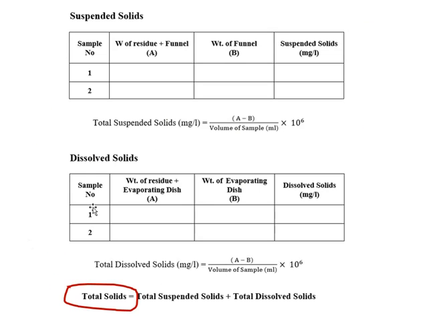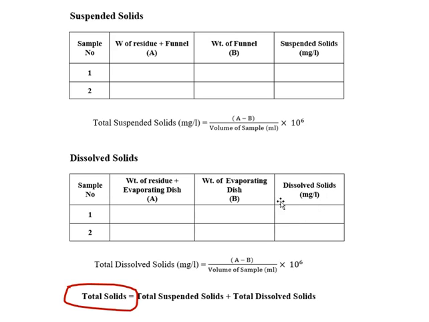So what I have to do is first weigh the evaporating dish before putting in the sample, and then after putting in the sample and heating, I measure the weight. This is the weight of the residue and solids plus the evaporating dish. So if I subtract the weight of the evaporating dish, I will get the weight of the residue. This is the dissolved solid, right. So this will give the weight of the dissolved solids.